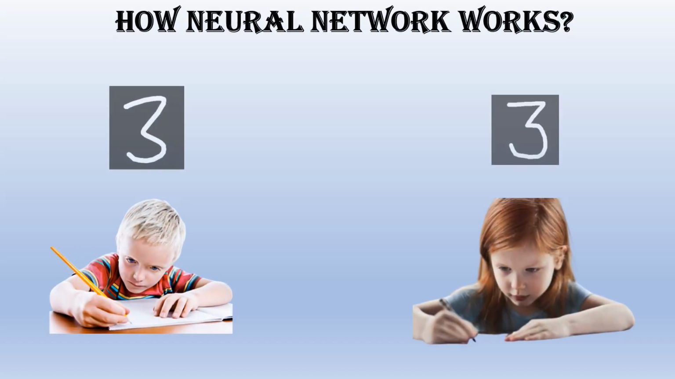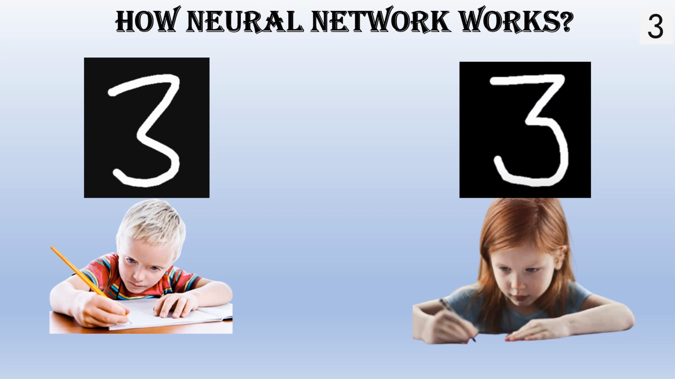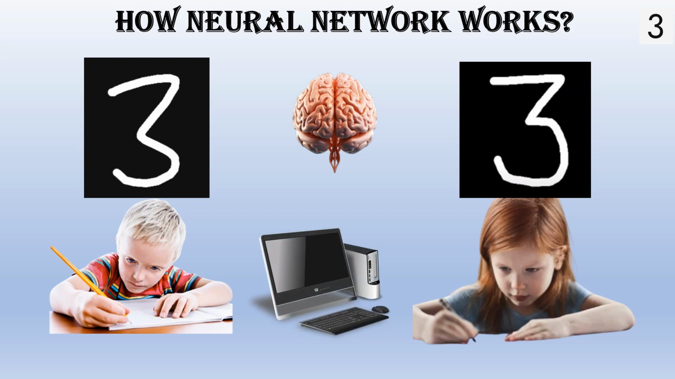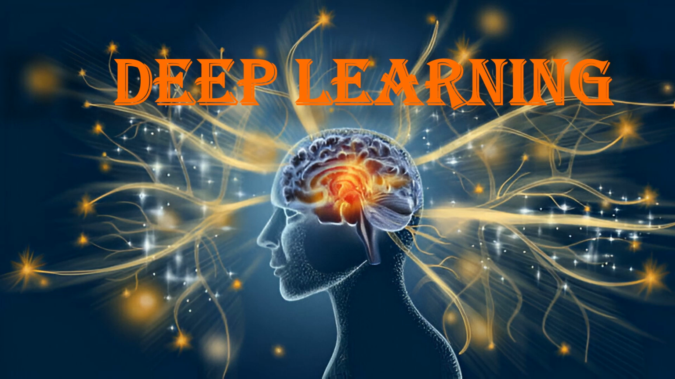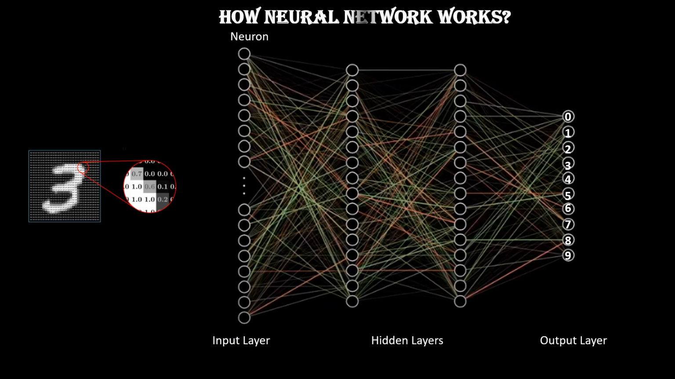Consider there are two kids. Each of them writes down the digit 3 on a piece of paper. Notably, they don't all write it identically. Different individuals might write the digit in slightly different ways. The human brain can easily recognize the digits, but how can a computer recognize the digit as 3? That's where deep learning comes in. Here is a neural network trained to identify handwritten digits.